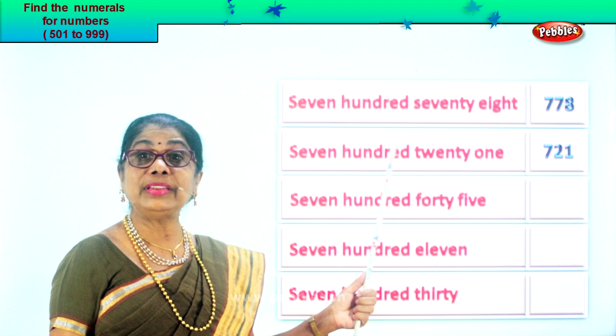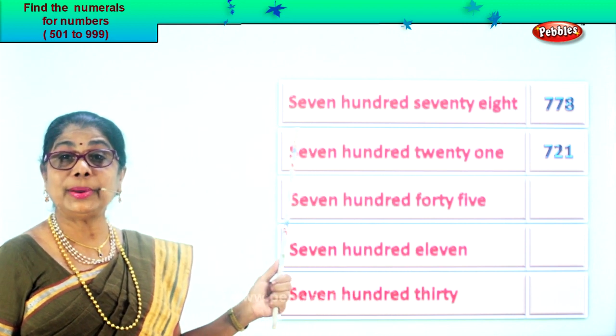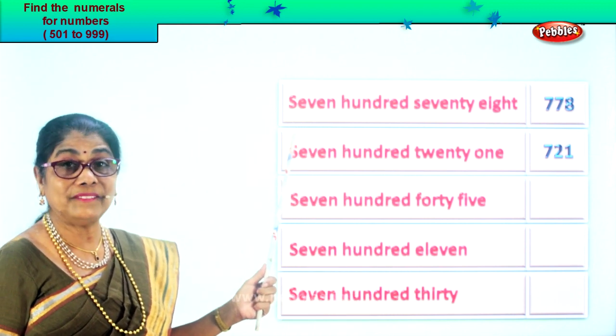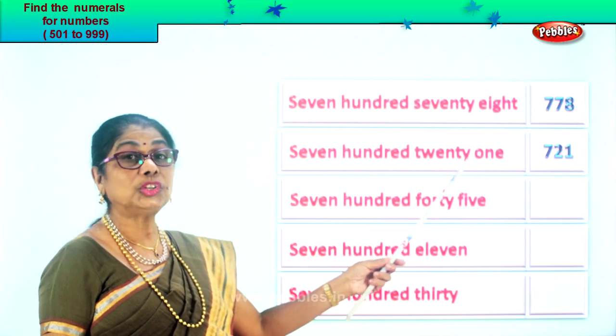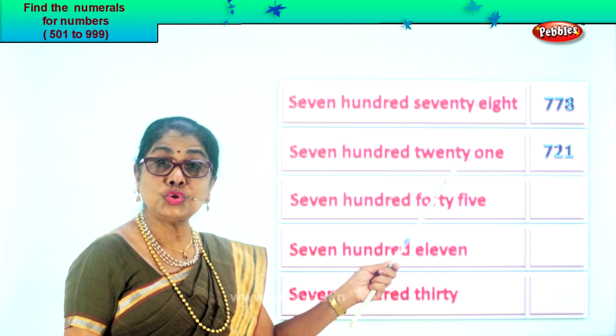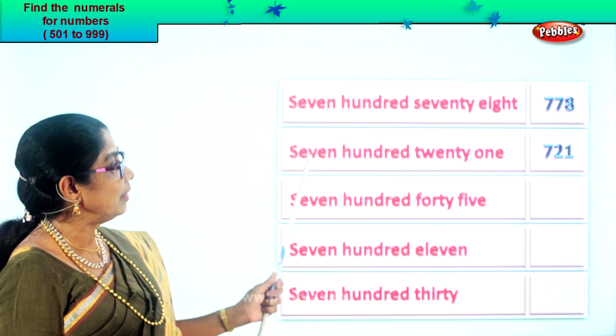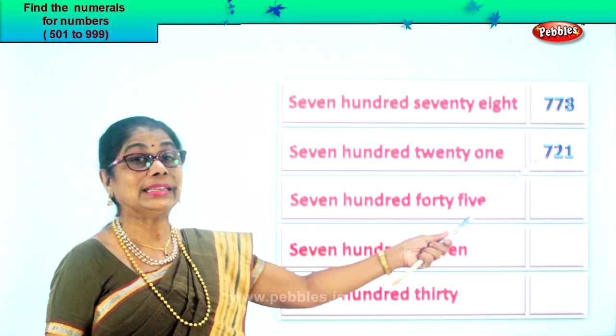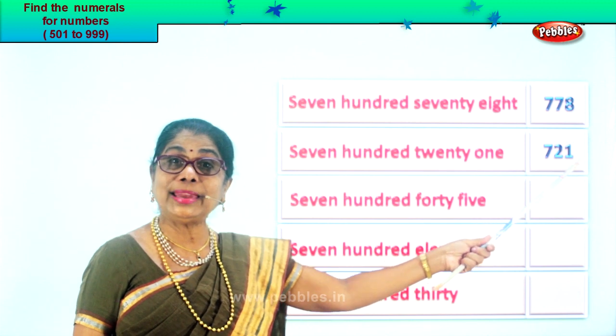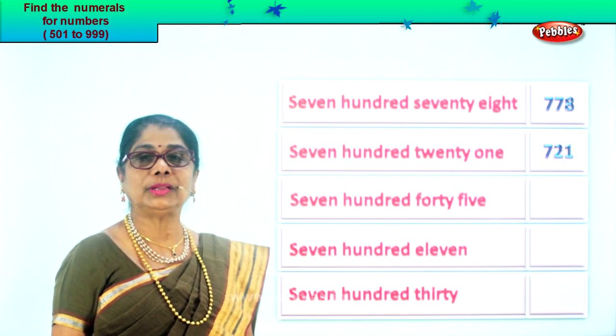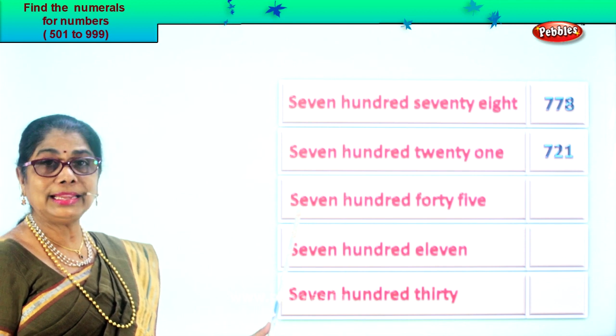721. 700. What's the number in the 100s place? 7. Next you have 21. 2 in the 10s place, 1 in the 1s place. 7, 2, 1. 721. Good. Let's take the next one.